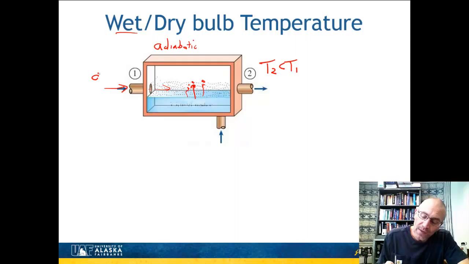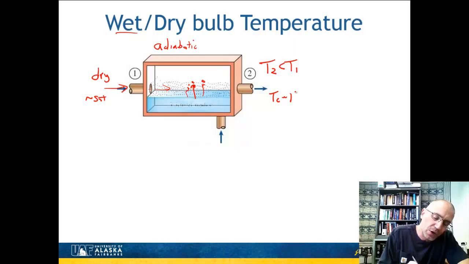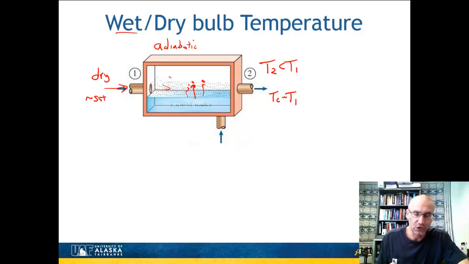The drier this is that comes in, so if this comes in very, very dry, T2 is going to be much less than T1. If it comes in near saturation, I would find that T2 is going to be close to T1 because not much water was going to be absorbed and the temperature didn't drop down too much. Right? Well, this temperature that is coming out, this T2 that is less than T1, is called the wet bulb temperature.